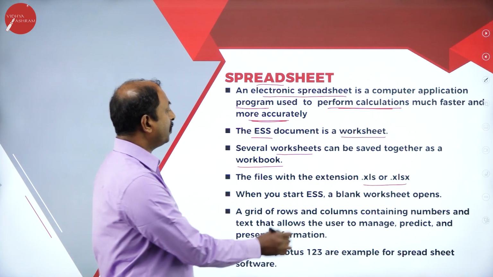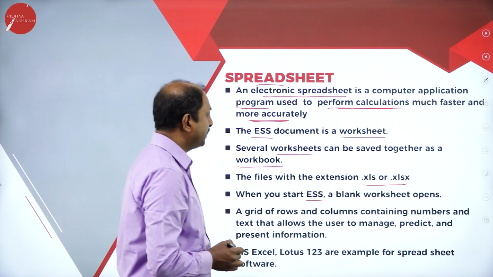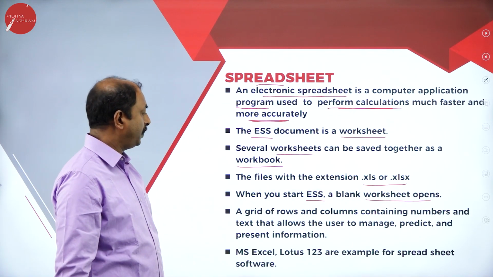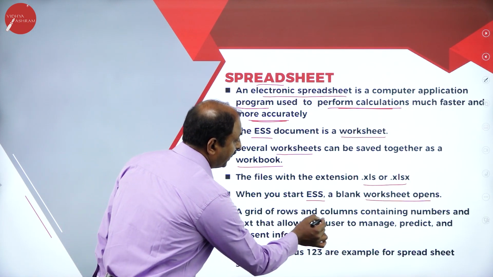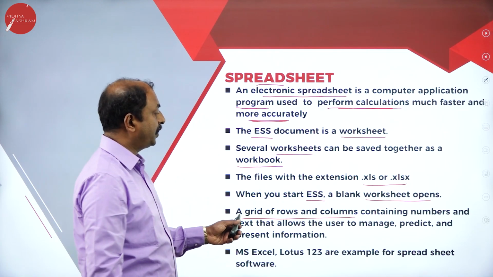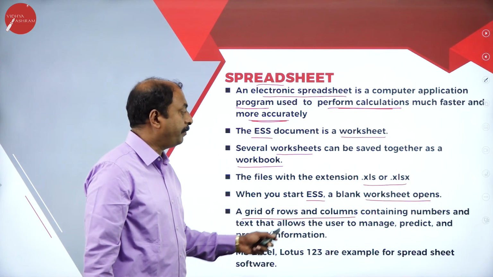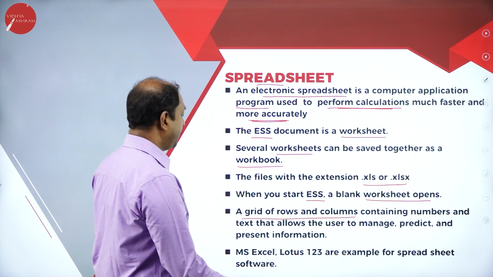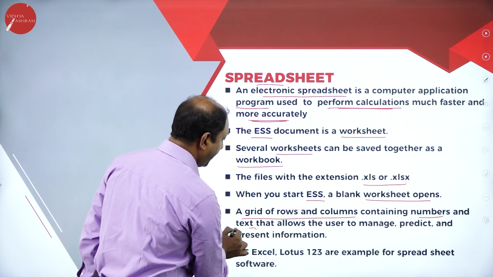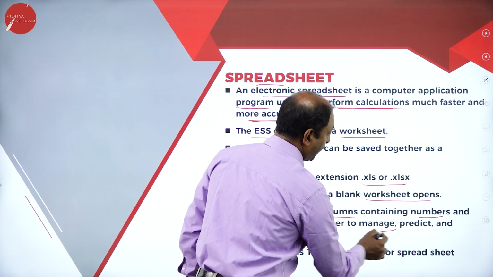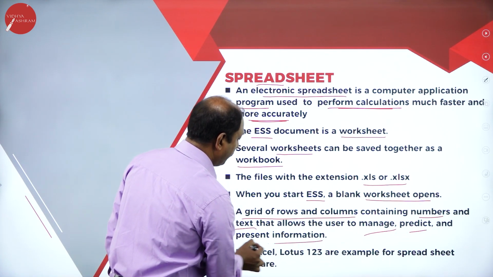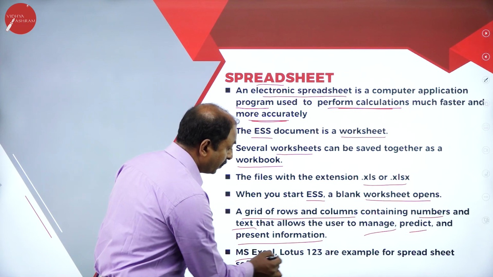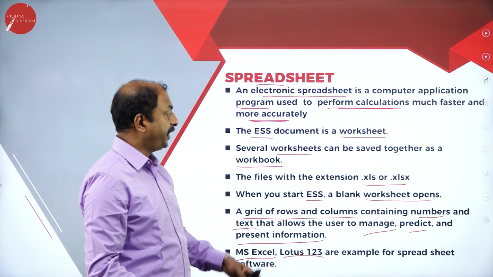And when you start ESS, that is electronic spreadsheet, a blank worksheet opens, and here we find a grid of rows and columns. As soon as you open a blank worksheet, you find grid lines of rows and columns. It contains numbers, text, and is also used to manage, predict, and present information. So this is the application of spreadsheet. And MS Excel and Lotus 123 are examples of spreadsheet software.